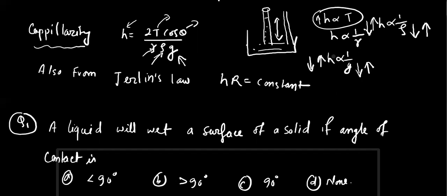So for example, if we take water on the moon, and if we place a tube having uniform radius r, then the height of liquid rise on this planet will be more as compared to the earth, because as we know, acceleration due to gravity is less on the moon. That's why the height of liquid in that tube will be more on the moon. So this is all about capillarity.